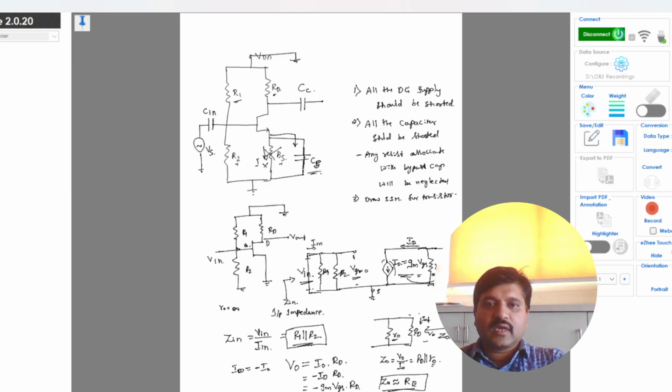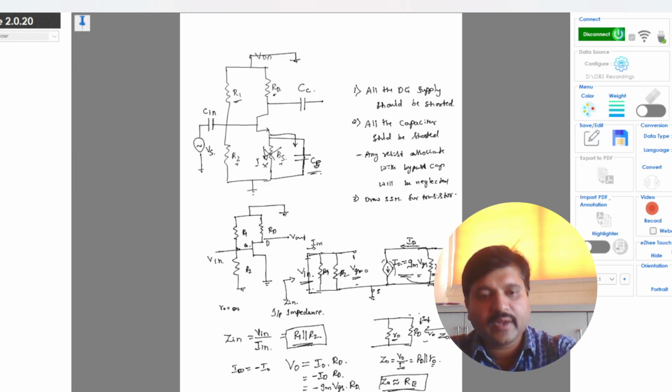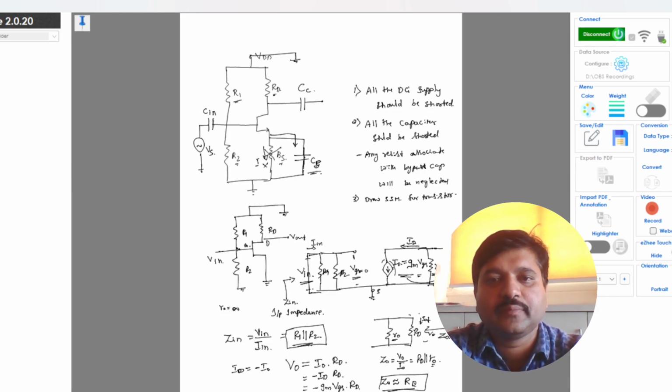Right? So these are the AC parameters or the performance parameters of an amplifier circuit, particularly for the common source amplifier. Okay, so in the next video lecture we will discuss the common gate.